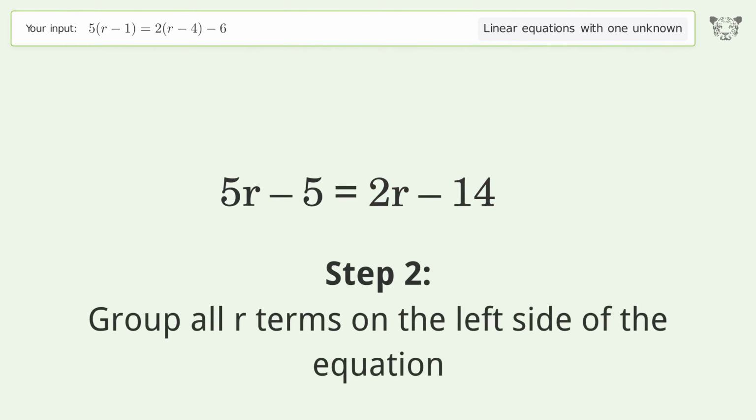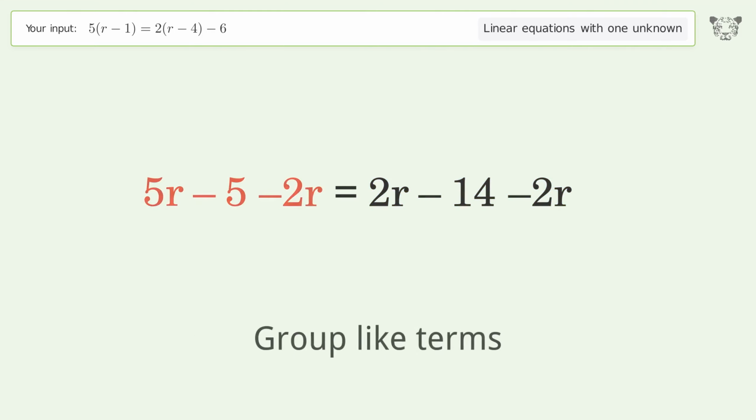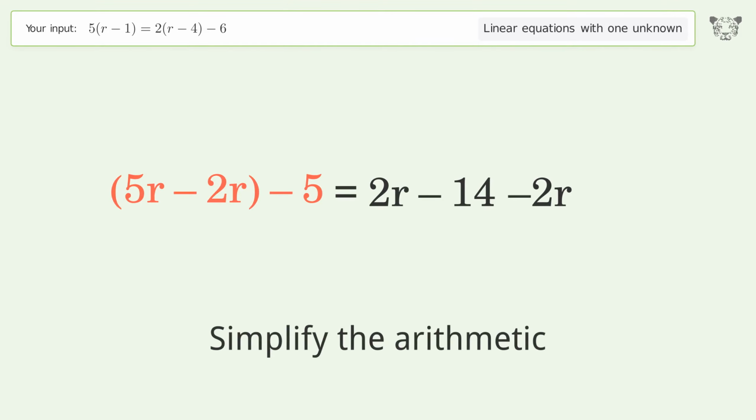Group all r terms on the left side of the equation. Subtract 2r from both sides. Group like terms. Simplify the arithmetic.